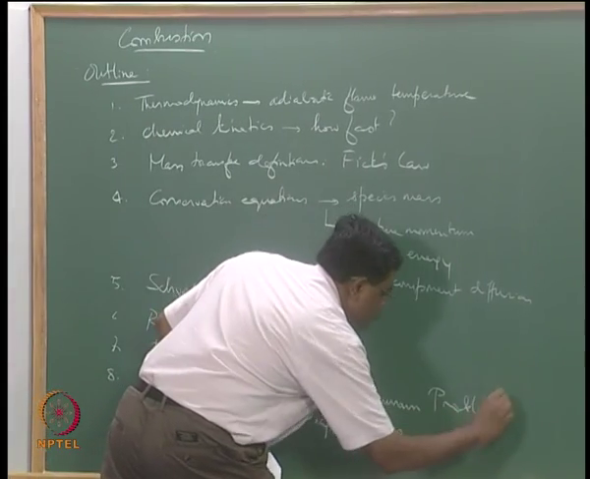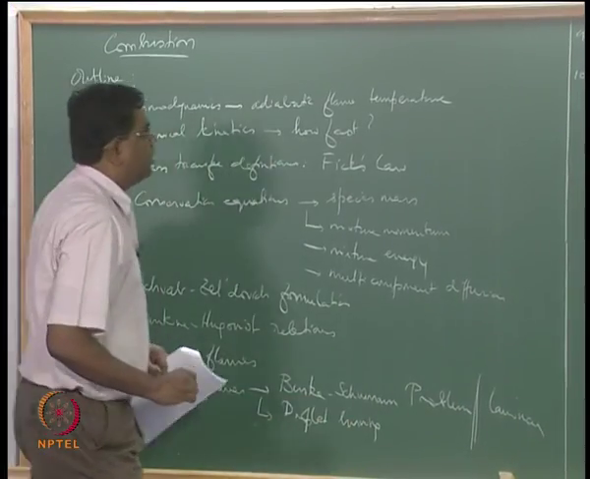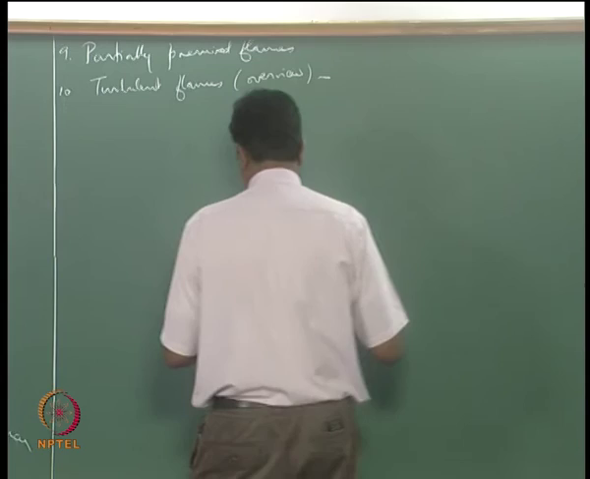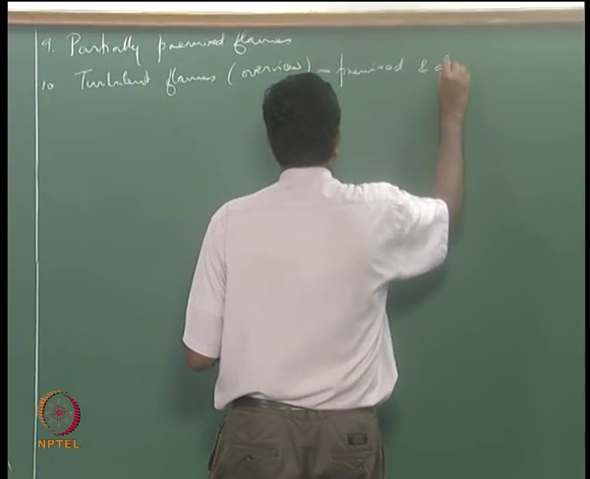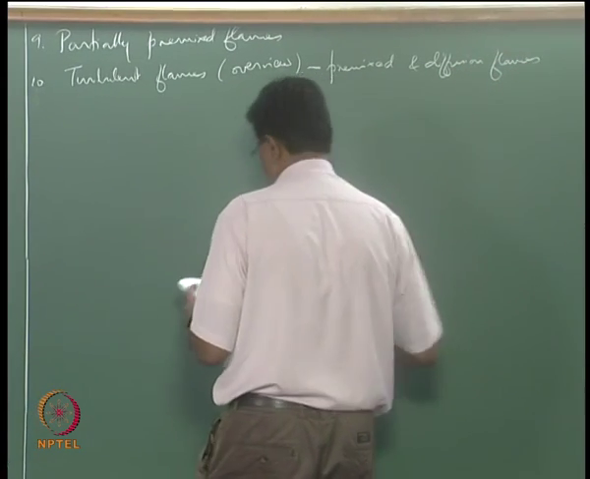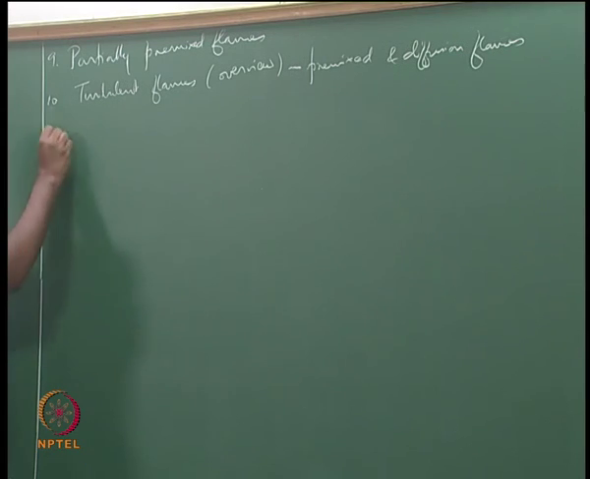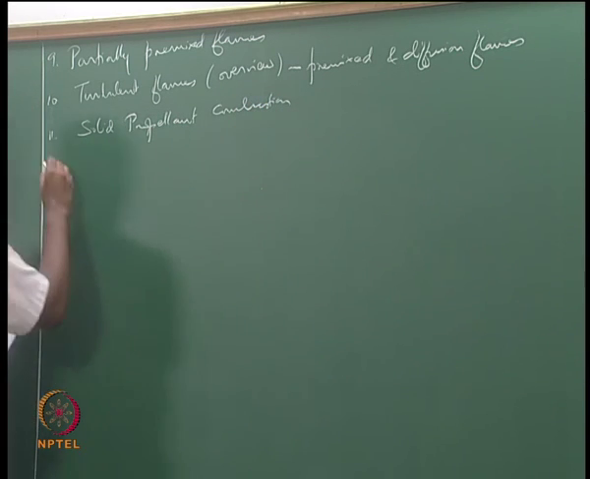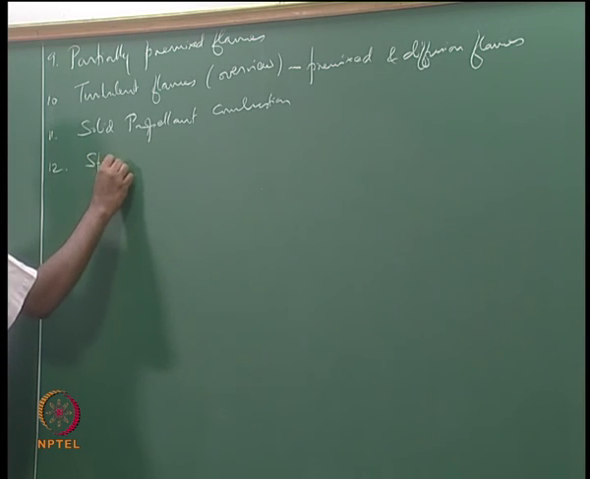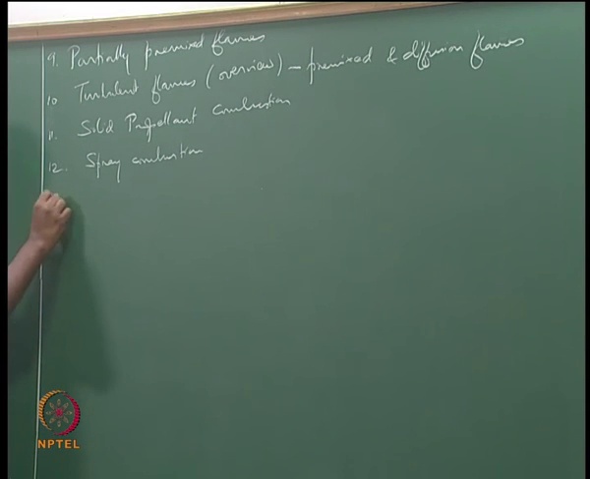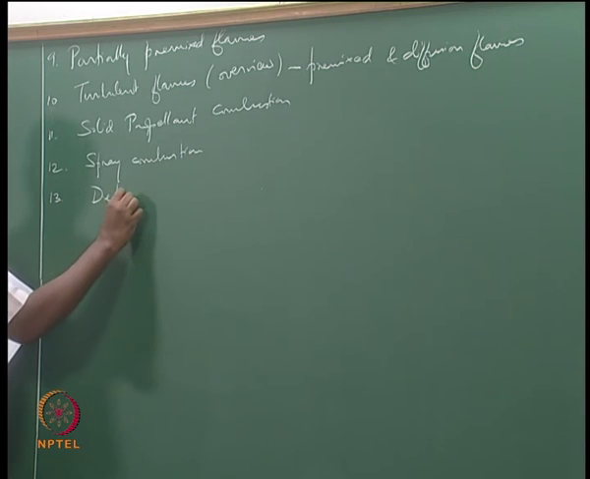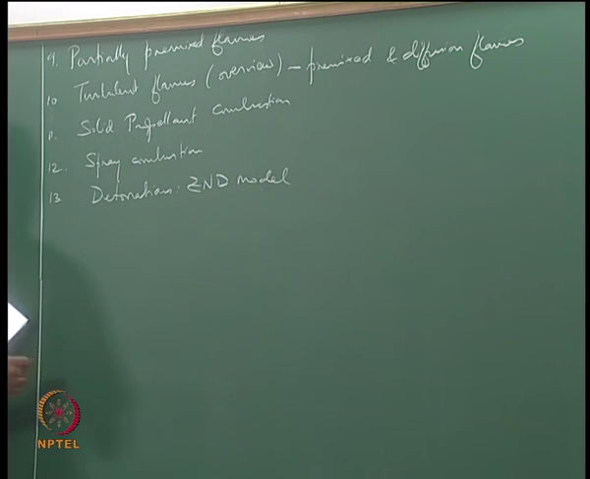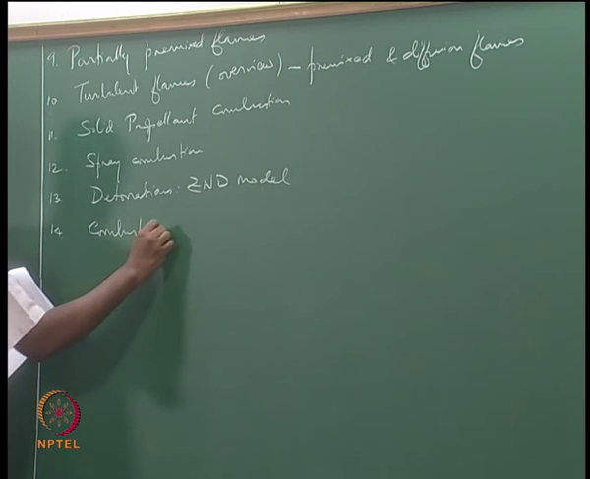So that means if you now go back, we can realize that these are laminar. So here we will do an overview, and this would be both premixed and diffusion flames. And let's say we do a little bit of solid propellant combustion, spray combustion, detonations. In this, essentially, we restrict ourselves to what is called the ZND model. And lastly, we do some combustion instabilities.